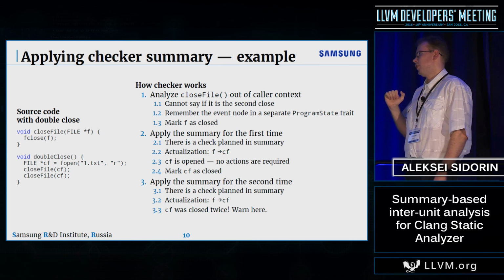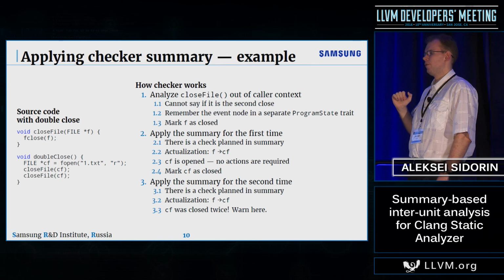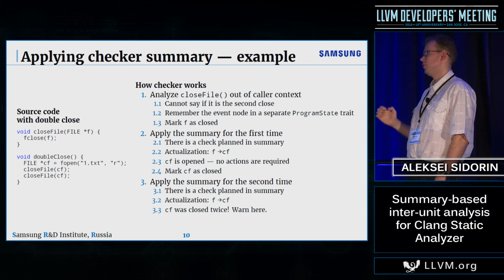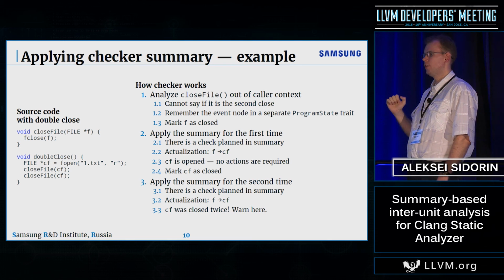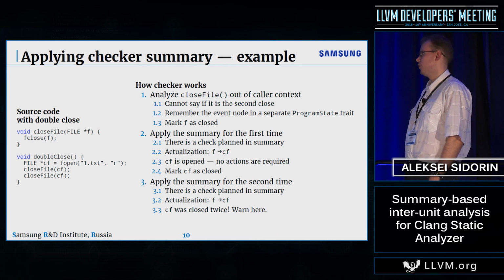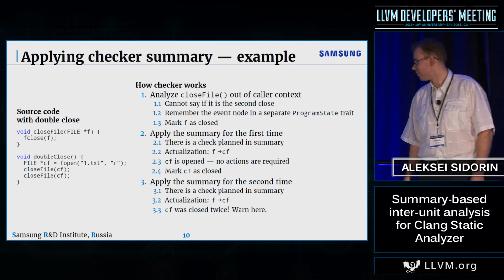This function was already analyzed, so we don't analyze it again. We take another look at the list of deferred checks, and we find that a close operation is being called for the file descriptor which is already closed. So we emit a recheck warning.